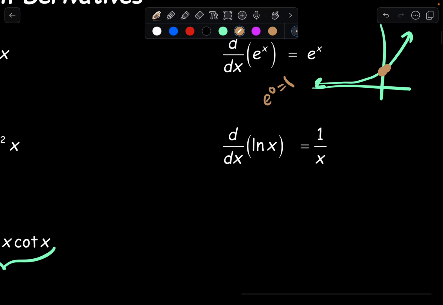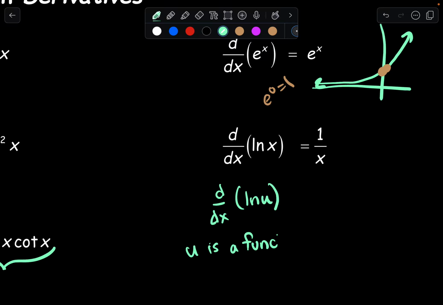Lastly is our natural log. So I want to rewrite this a little bit. Let's say that we are taking the derivative with respect to x for natural log of u, such that u is a function. This means that when you differentiate this, you will end up with u prime over u. So the derivative of u divided by u itself.